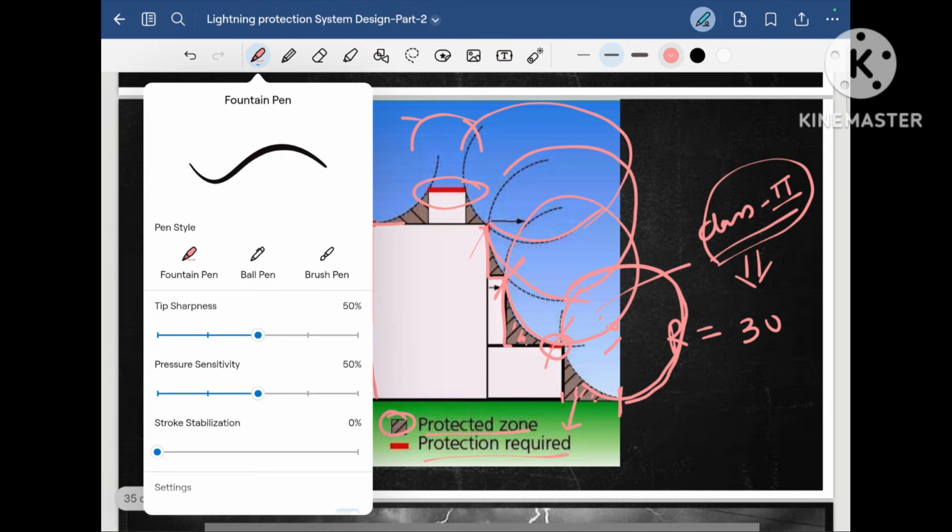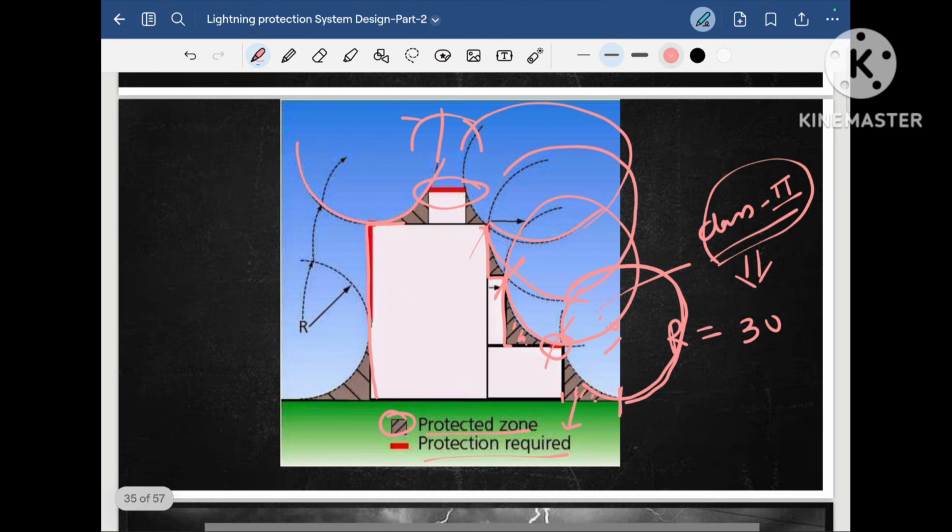Again, I will roll it. So this is the protected zone and this requires protection. I will roll it again. So this whole portion will be touched by this imaginary sphere, so this area requires protection. As you see, once it rests on the ground, it is touching last here and here, so this area is the protected area. I will show you one video and try to explain where we have to provide the air terminal and need a lightning protection system, and which one is the protected area.